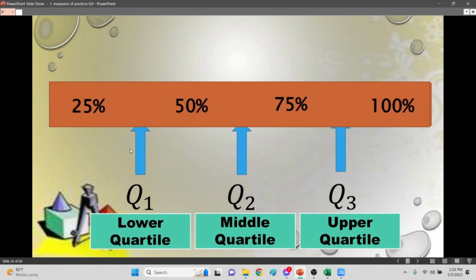As for the location or position, quartile 1 is in between the lower quartile and the middle quartile. Okay, so pinagigitnaan siya ng lowest score to the middle. Lowest score to the middle, that is your quartile 1. Or we can say that is the 25% of your quartile.